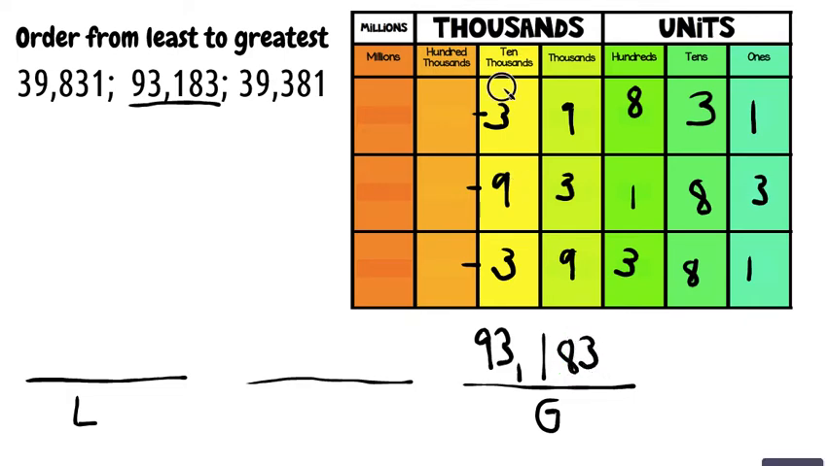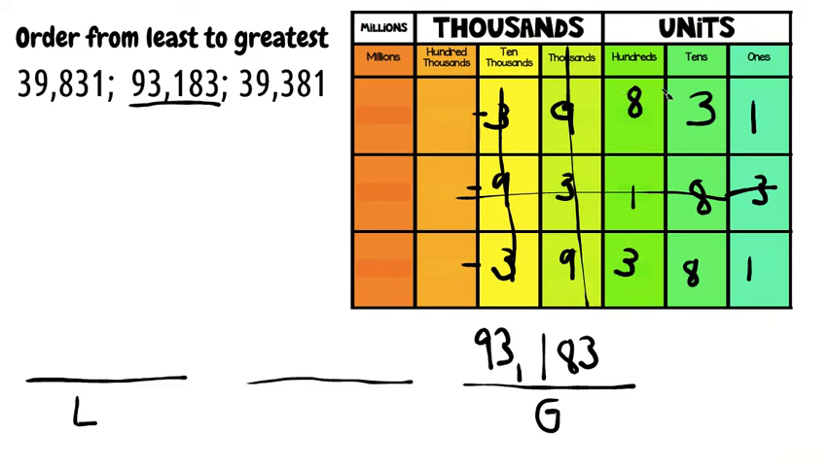Now let's move on from the 10,000s place, and now let's look at the thousands place. We don't even need to pay attention to the 93,000 one because I've already ordered it as my greatest number. So now I have a 9 and a 9. Well, it's the same thing, so I'm going to move over to the hundreds place. I have an 8 and I have a 3.